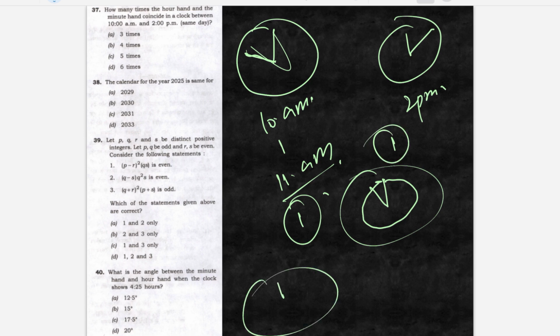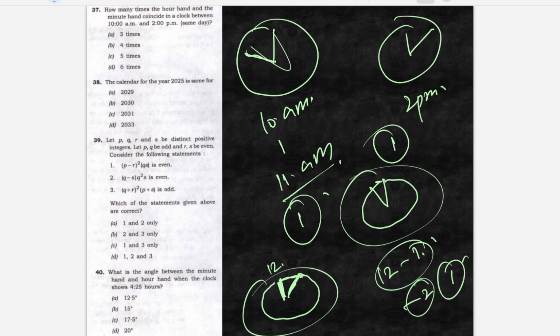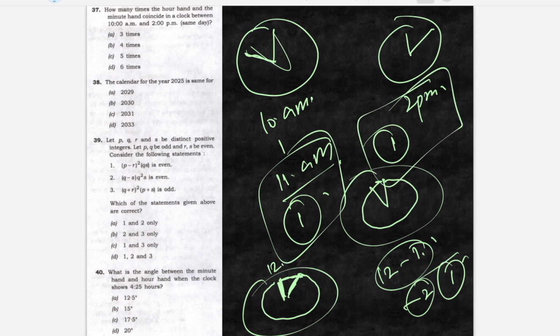Now starting from 12, the minute hand rotates and reaches 12 again, but by then the hour hand would have gone beyond 12, to 1 o'clock, which means there is no coincidence between 12 and 1. But after 1 o'clock, the minute hand starts moving and catches up with the hour hand. So between 1 and 2 there is one more instance of coincidence. One coincidence between 10 and 11, another between 11 and 12, another between 1 and 2. So there are 3 occasions when this coincidence happens.